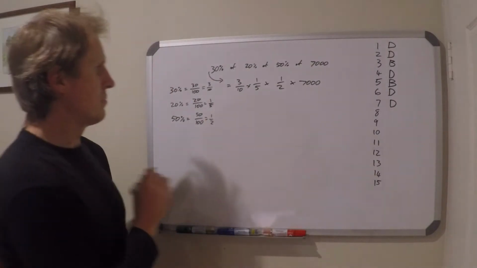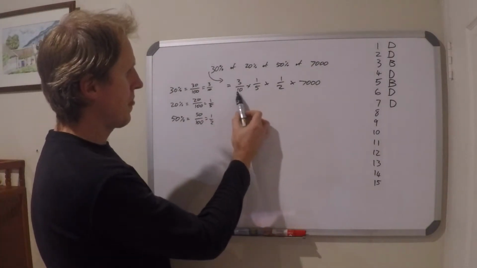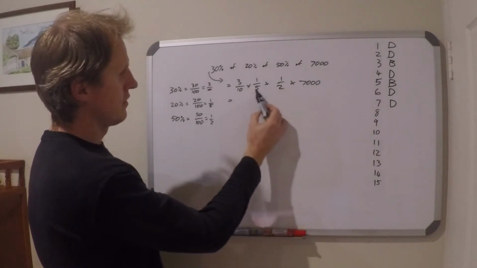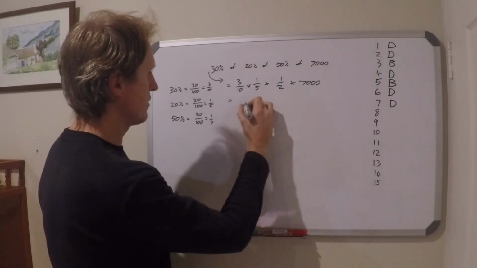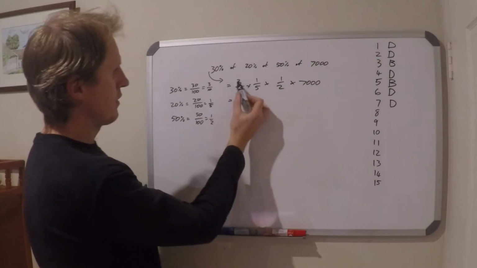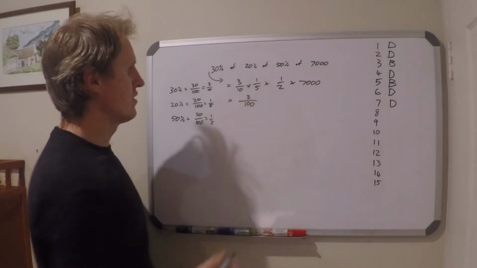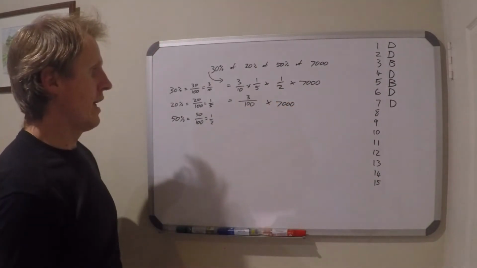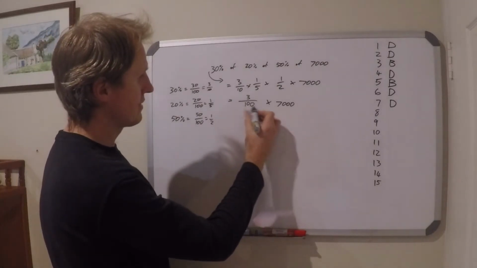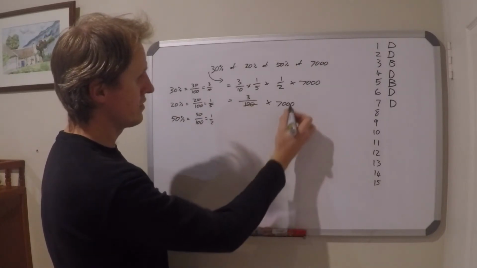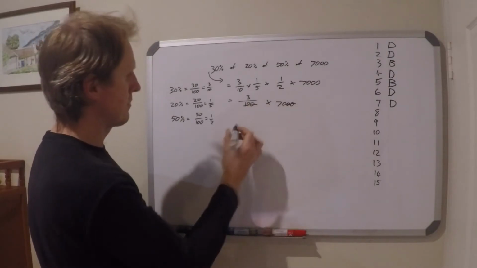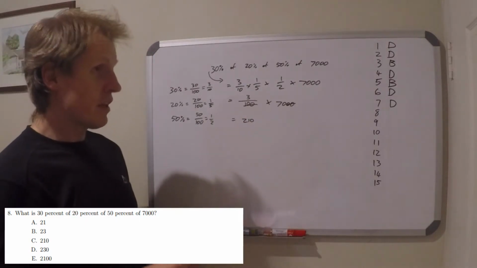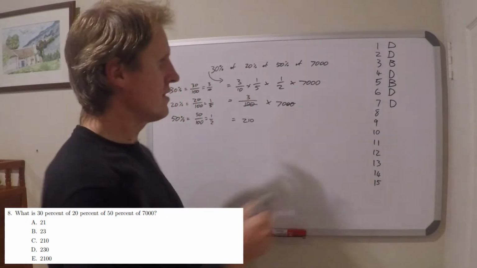Okay, so let's multiply all of this out. To multiply fractions, you multiply the tops and the bottoms. So 2 times 5 is 10, times 10 is 100. Okay, and 3 times 1 is 3, so it's 3 over 100 times 7,000. And what we can do here is we can take off 2 zeros. So now we're left with 3 times 70, which is equal to 210. Okay, and 210 is answer C.